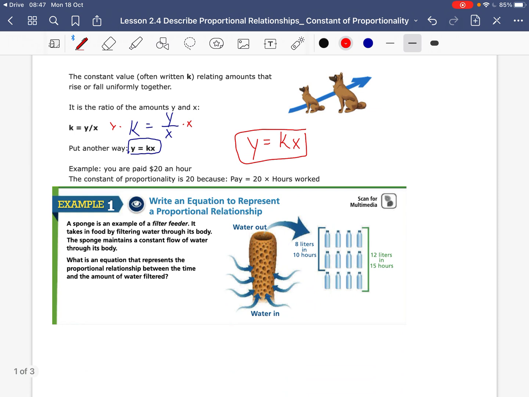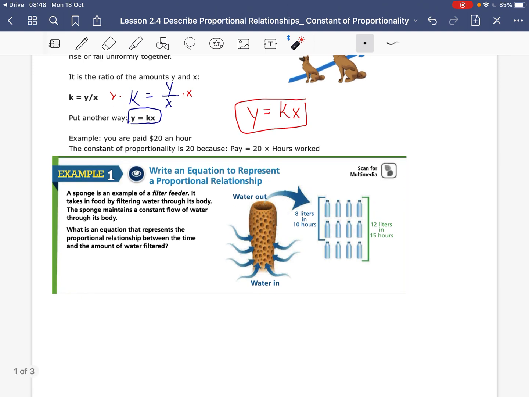So we want to write an equation to represent the proportional relationship here. A sponge is an example of a filter feeder. It takes food in by filtering water through its body. So the water goes in and then out comes the waste maybe, right? So the sponge maintains a constant flow of water through its body. What is an equation that represents the proportional relationship between the time and the amount of water filtered?